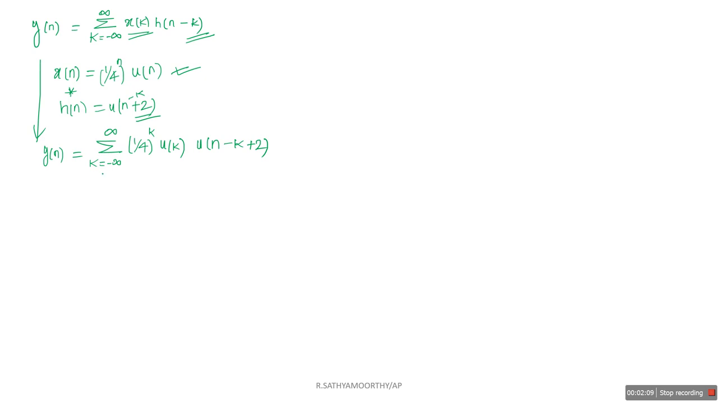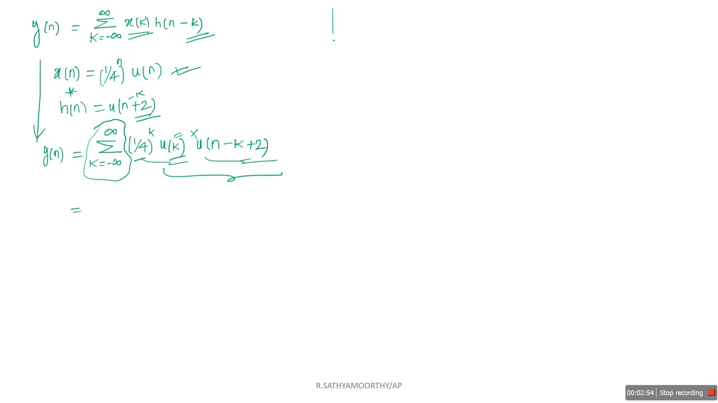Whenever we solve problems using convolution, either in discrete time or continuous, we are very careful about the limits, how the limits will be affected by x of n and h of n. We'll depict this through some graphs. Here we have three terms: (1/4)^k, u of k, and u of n minus k plus 2. How these two terms, u of k and u of n minus k plus 2, affect the limits, we'll see with a simple formula.